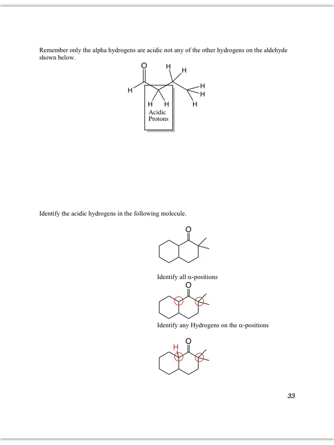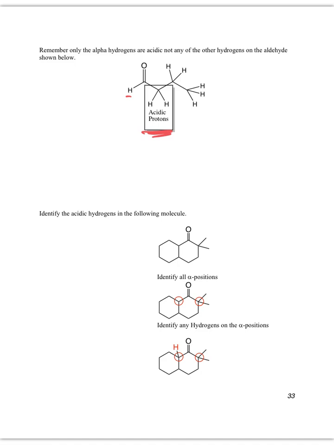Okay, so remember, only the alpha hydrogens are acidic, not any of the other hydrogens. So in this chapter, all we will touch are the alpha hydrogens, the ones next to the carbonyl. In this example at the top of the page, we have an aldehyde hydrogen. It is not on the alpha carbon. It is not acidic. We cannot do anything with that hydrogen. The only ones that are acidic are the two alpha hydrogens on the carbon adjacent to the carbonyl.